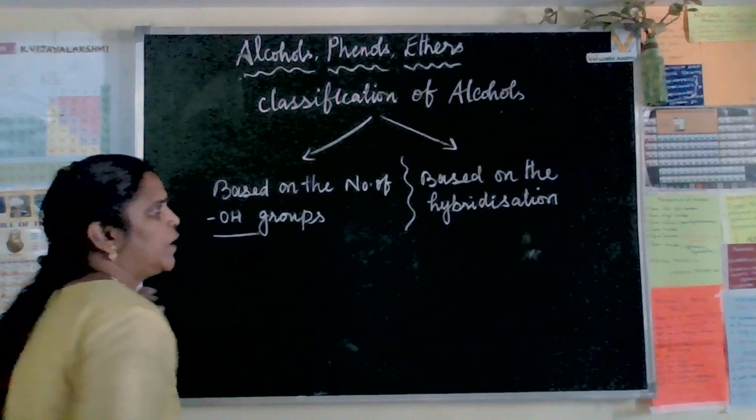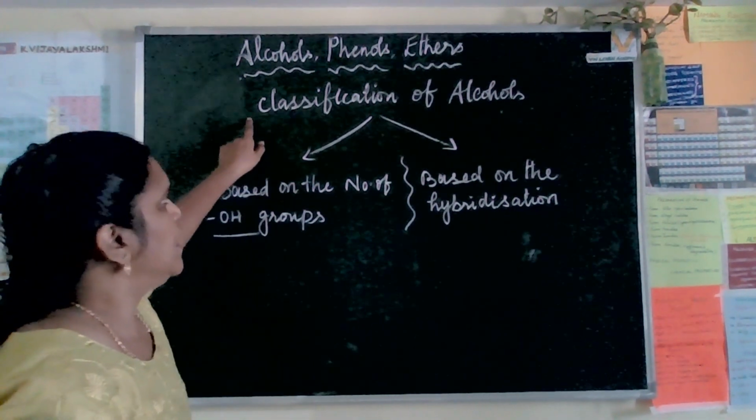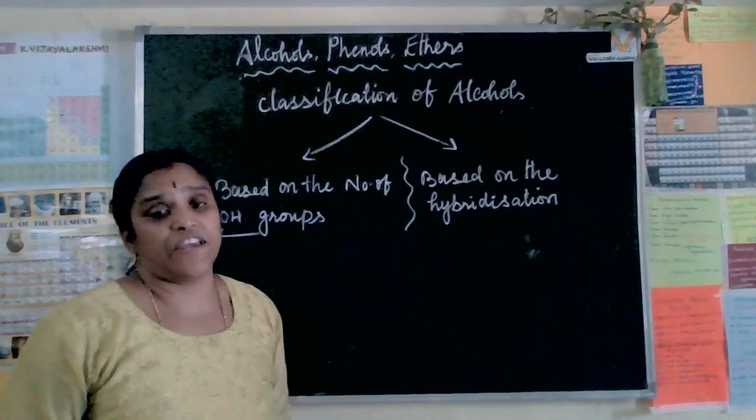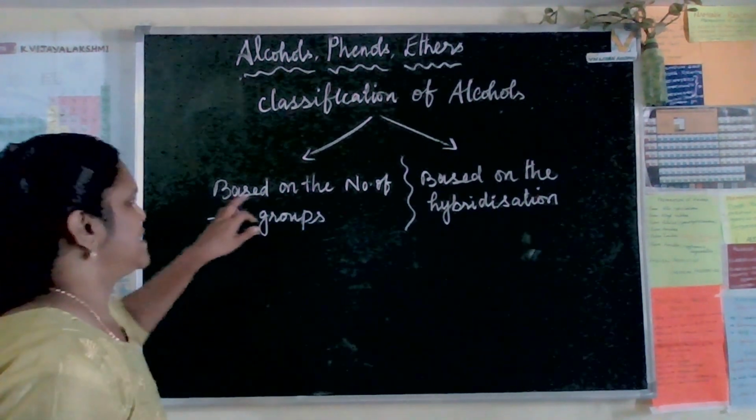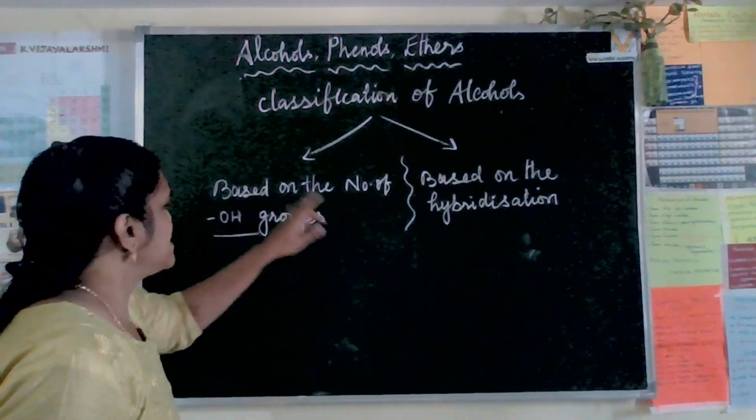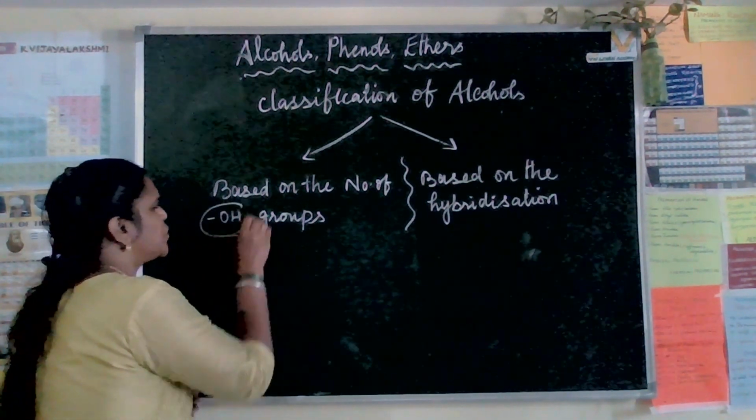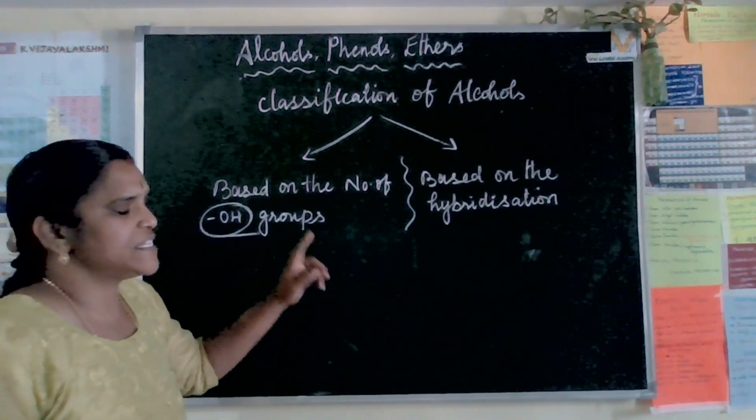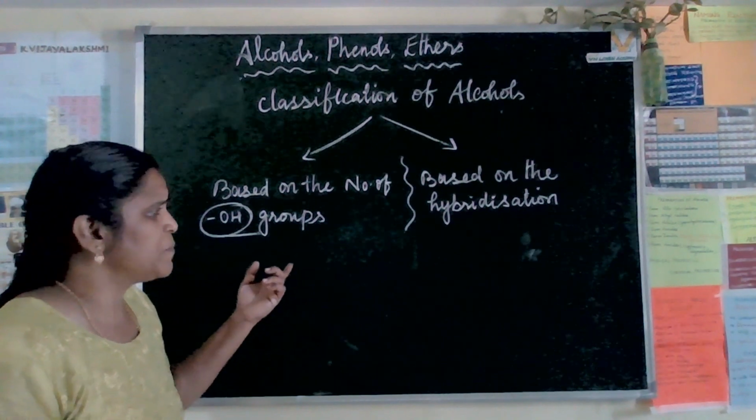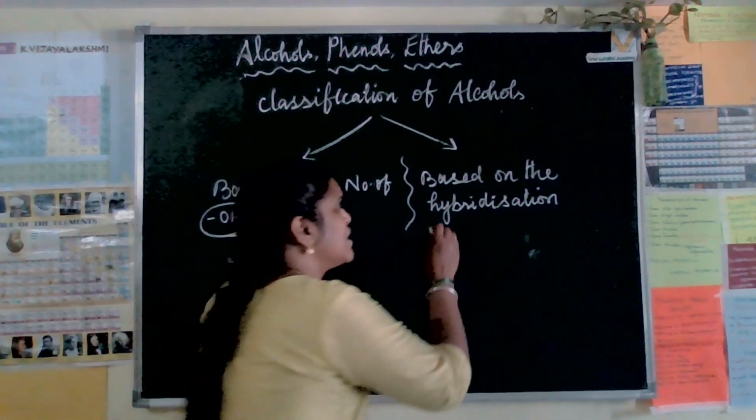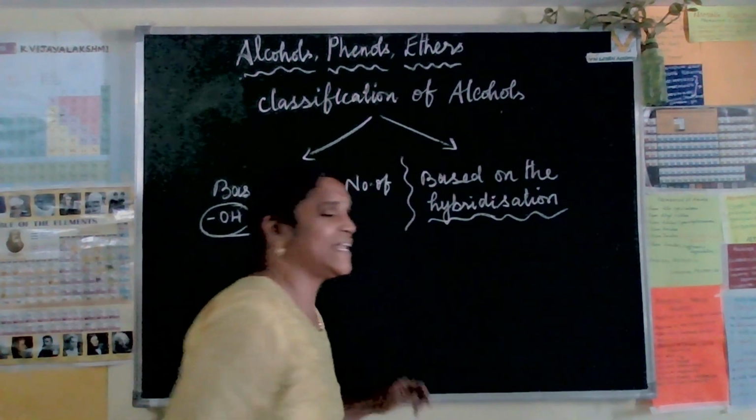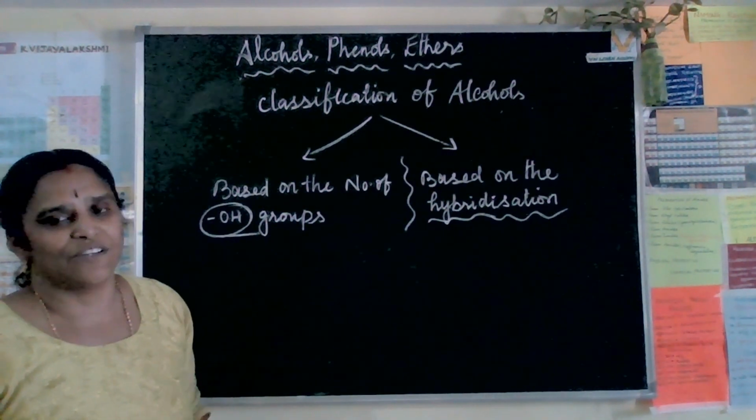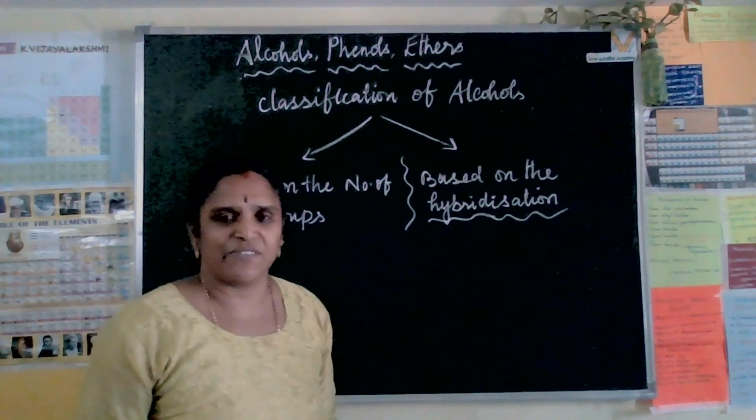Now in this point, alcohol classification. It's very important and easy to understand. Yes, let us go for that. It is based on the number of OH groups, and it is based on the hybridization. What are the hybridizations? sp2 and sp3. So these are the two points we are going to see today.